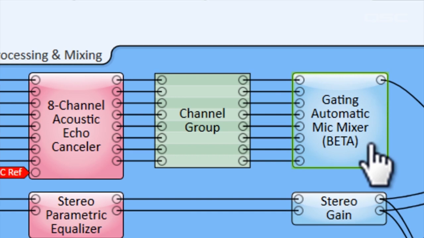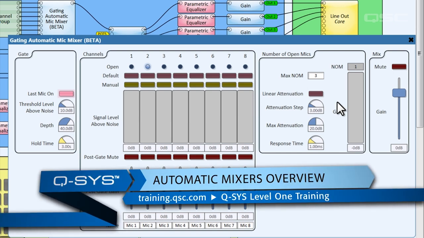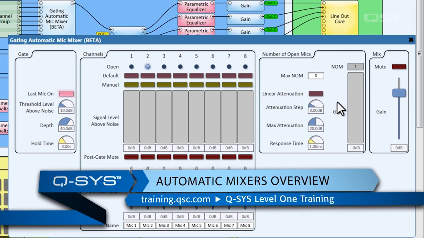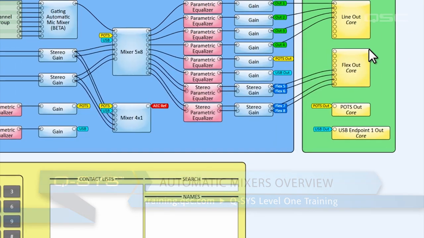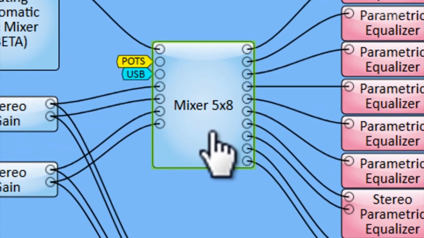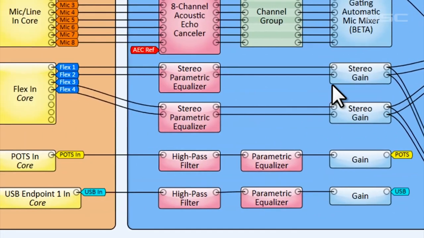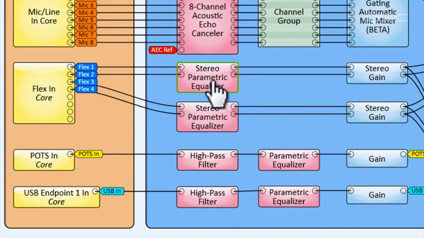This component gates microphone channels open or closed, manages the number of microphones that are open at a time, and regulates the attenuation of these channels as more open. For a complete walkthrough of this component, check out our video on automatic mixers in the Q-SYS Level 1 training. This mixer also sums 8 microphones into one channel that is then delivered to the matrix mixer. Before we get to these 2 matrix mixers, let's quickly go over the rest of the input processing coming in from our flex channels, POTS, and USB connection.